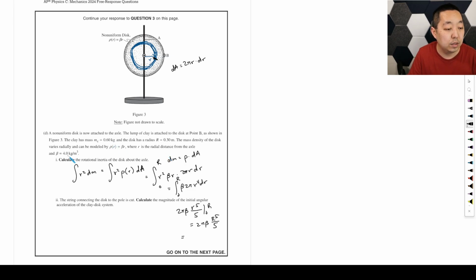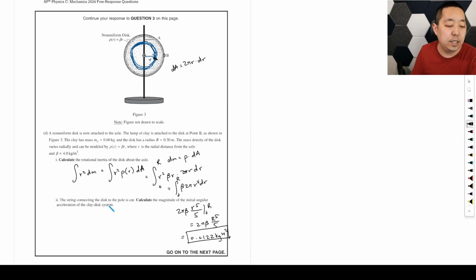Beta was 4. 4 times 2 times pi times, what was big R? 0.3. 0.3 to the 5th divided by 5. And I get 0.0122 kilogram meter squared. And let's just double check the units are right. So the beta is kilogram over meter cubed. This is meters to the 5th. So kilogram meter squared. So yeah, I think I did that right.